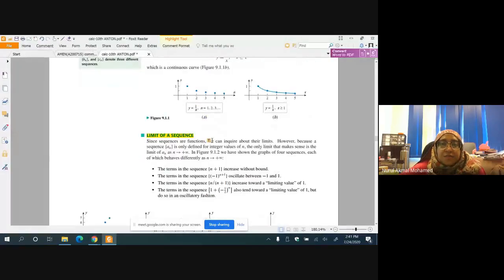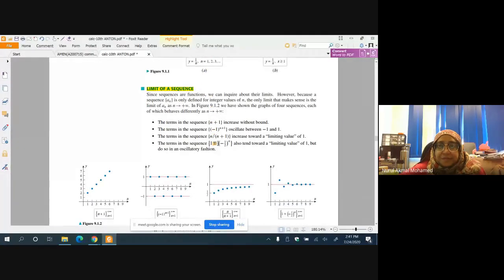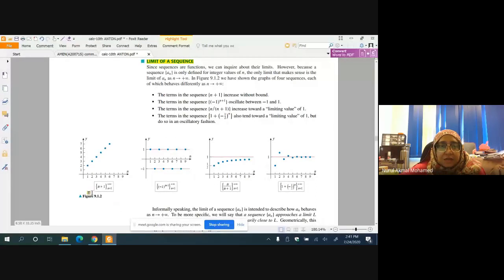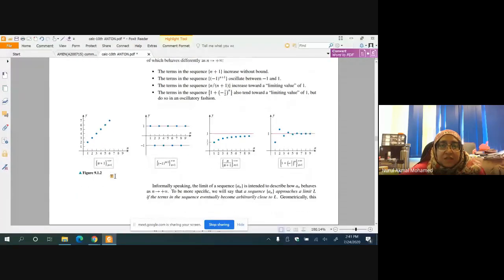Okay, next is the limits of the sequence. So let's say you have this sequence here, n plus 1. Okay, so the limit of the sequence for this will be what? It will increase up to infinity. If you substitute infinity for n here, this y will be infinity. So that's why the terms of the sequence n plus 1 increase without bound, because it goes to plus infinity.